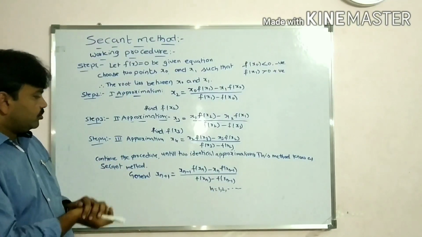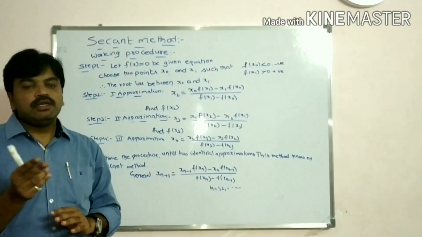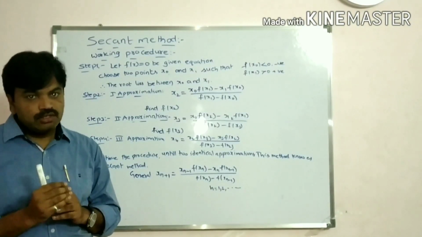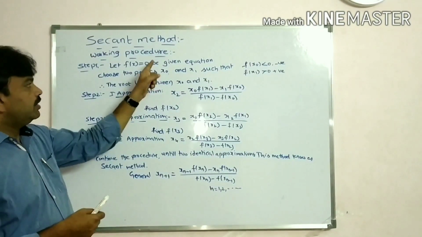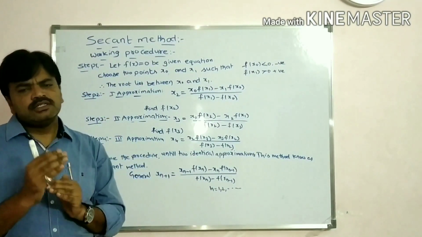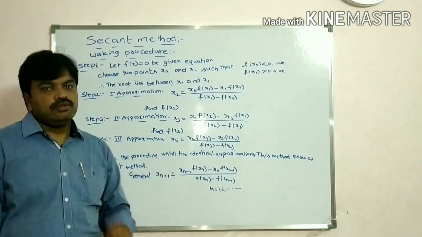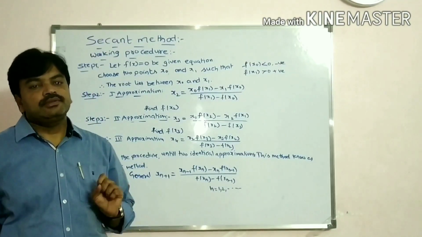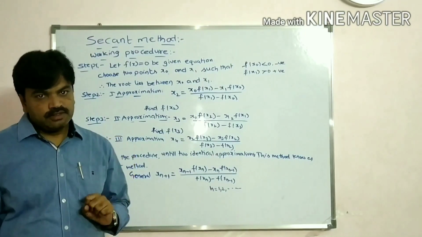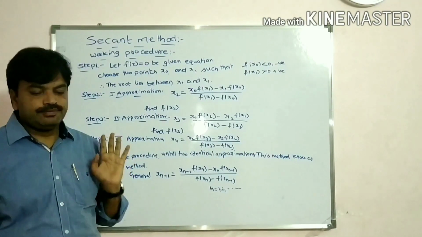You continue this step, students, until the two approximations are equal. Then you get the root of the given equation. We can generalize this formula, students. This is the generalization. Let us solve the problems on the secant method.